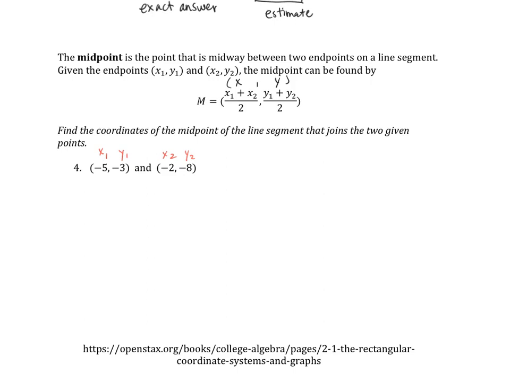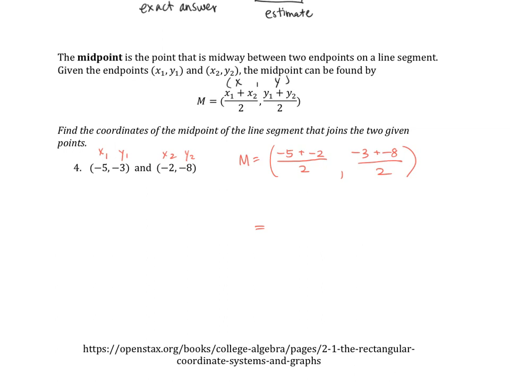Okay, so we're going to find the midpoint of the line segment that joins the two given points. So our midpoint is going to equal x1, -5, plus x2, -2, over 2. y1 is -3 plus y2 is -8, all over 2. So don't get confused with the signs. You can either combine these plus and negatives into one sign, which is a negative, or you can see that this is just adding two negatives.